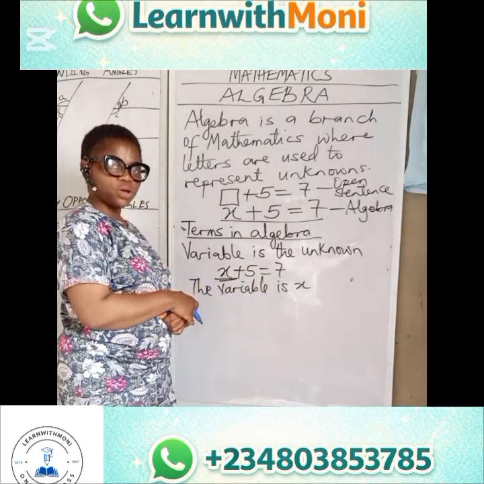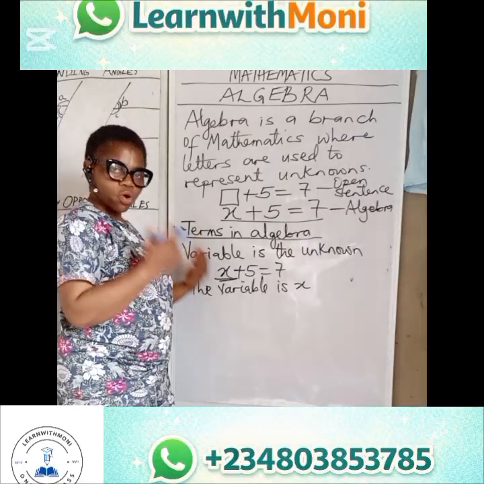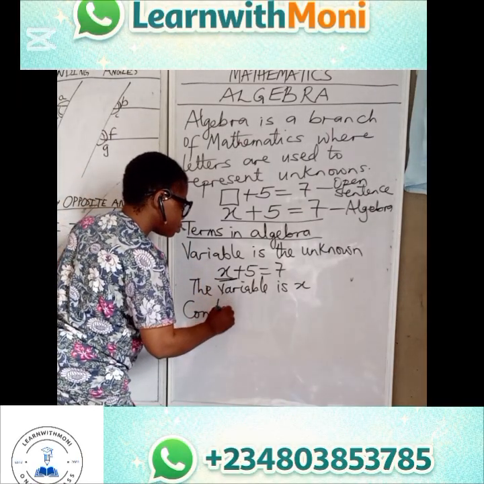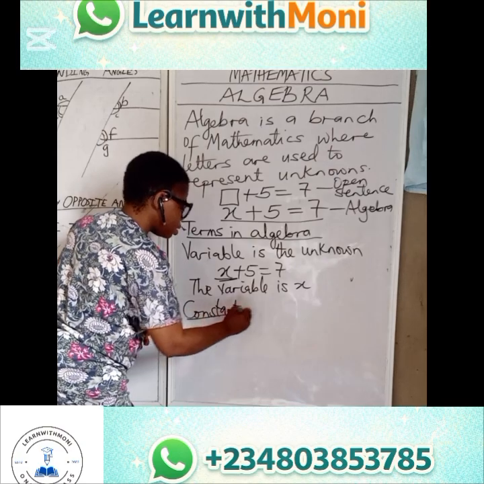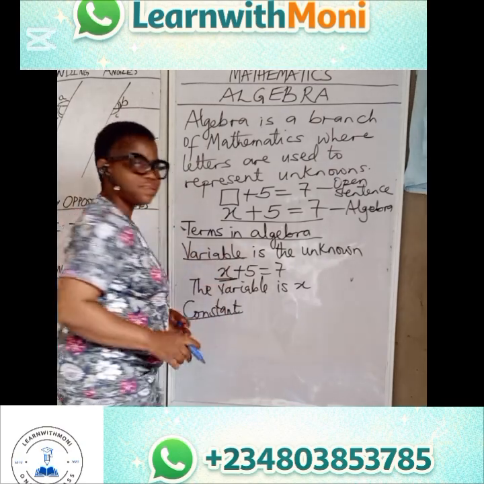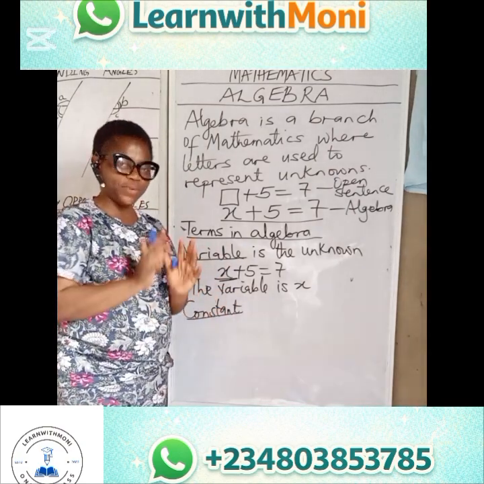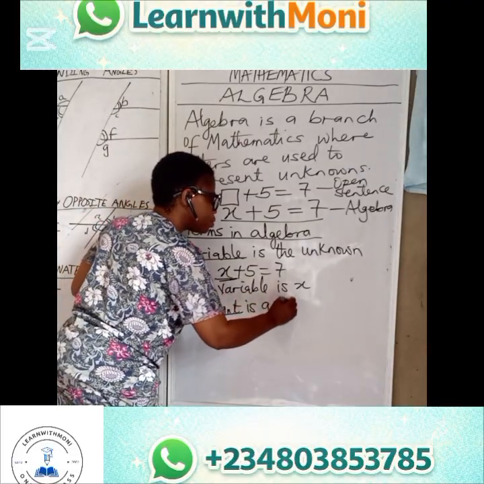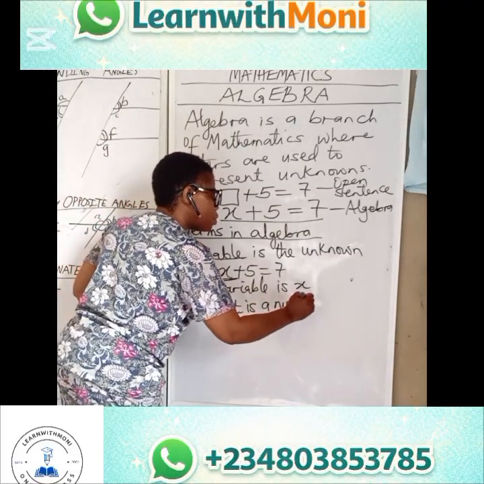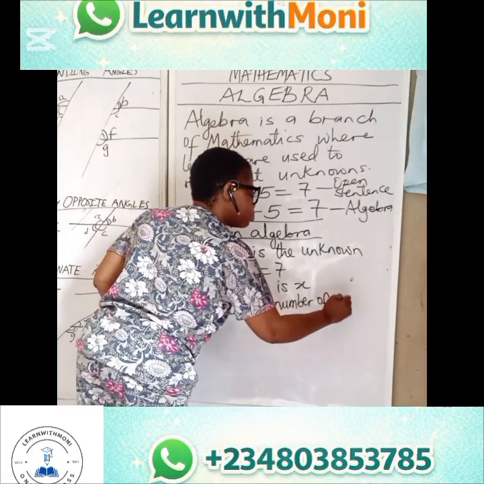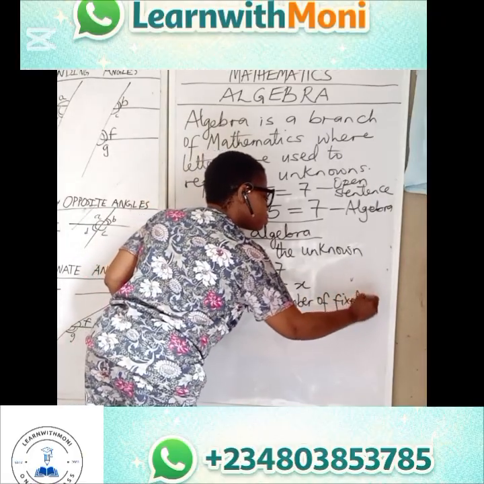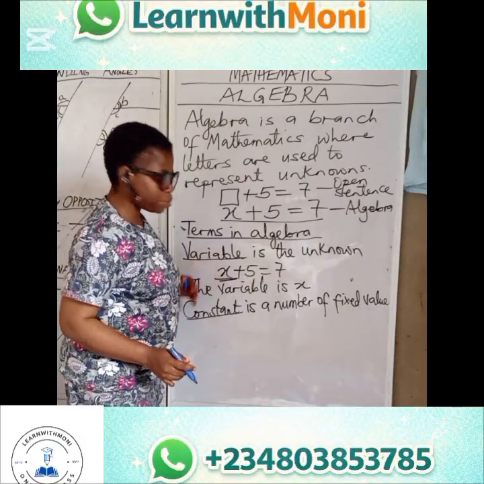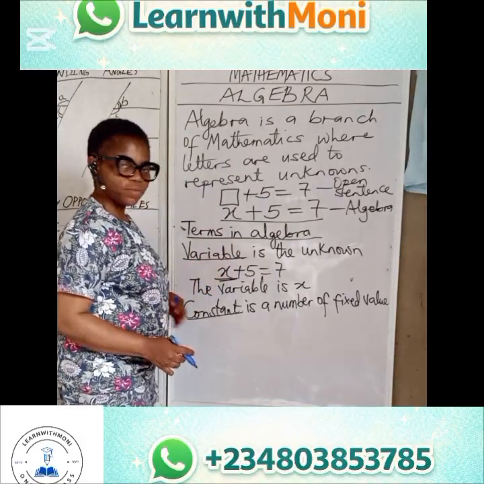We have another terminology we call constant. What we call constant is a number whose value is fixed. Constant is a number of fixed value. For example, look at this expression I have here. X plus 5 equals 7.